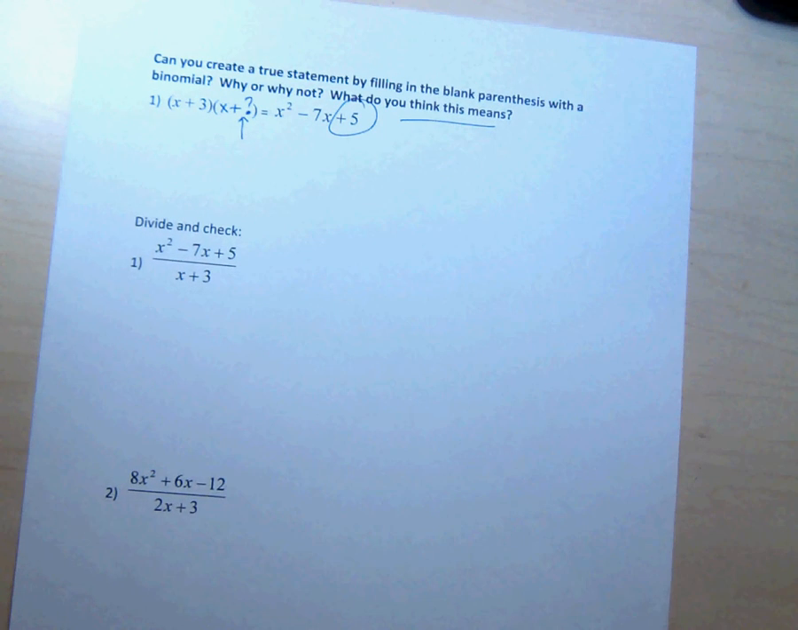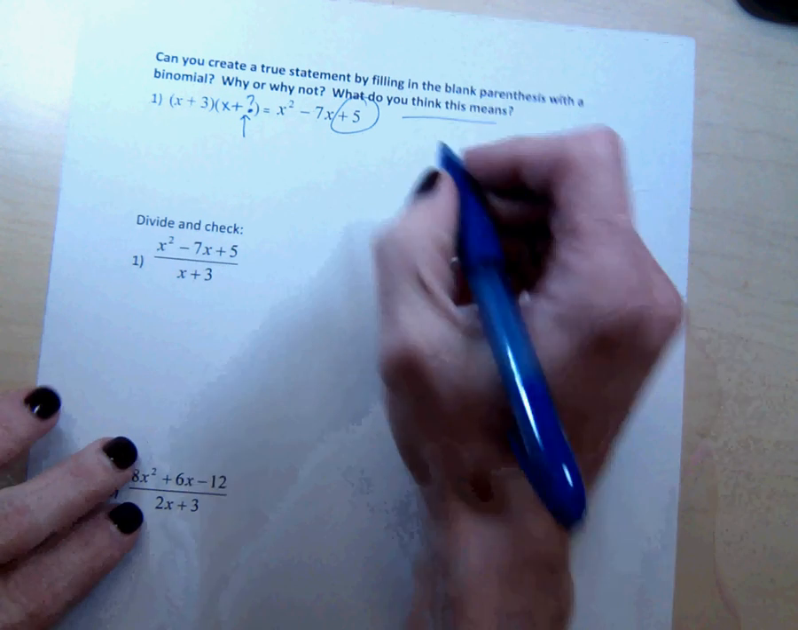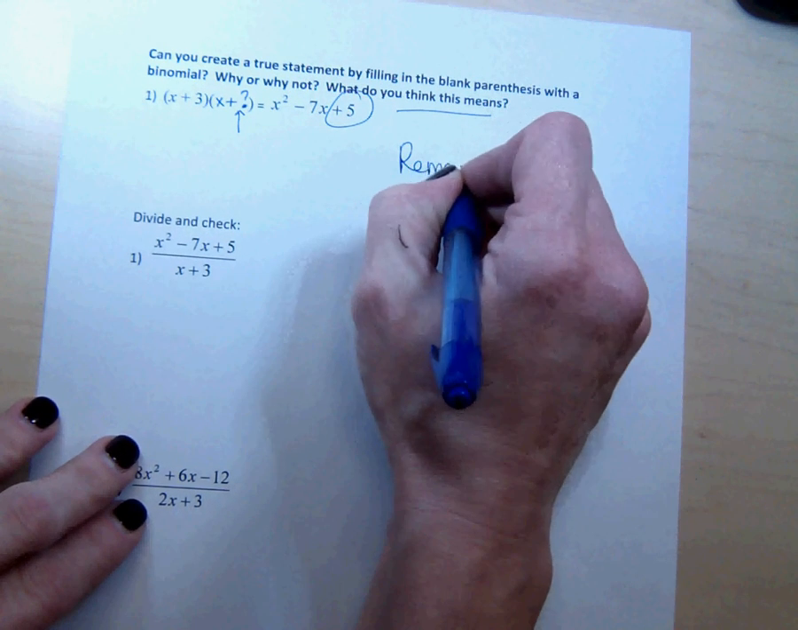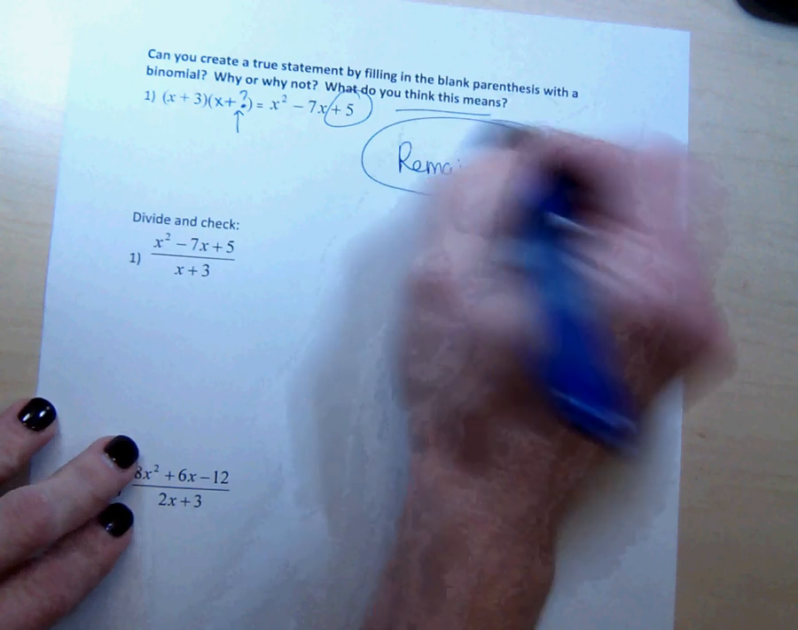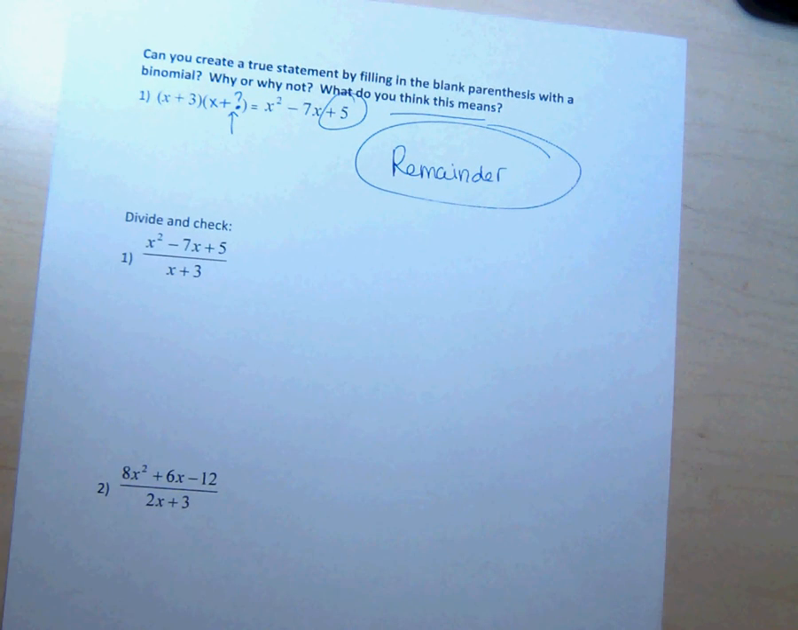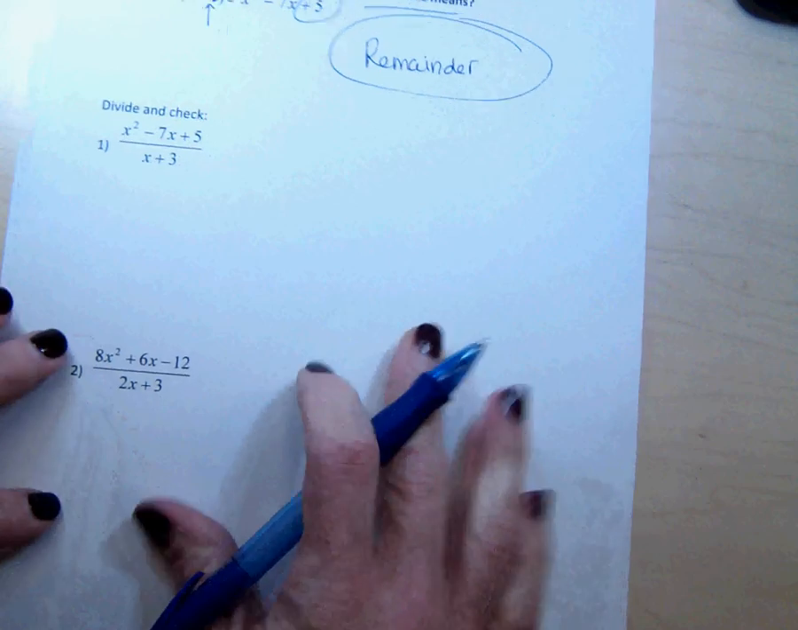What do we think this means? What that means is that it doesn't divide in evenly. What that means is that I'm going to have some kind of remainder. Okay, so let's look at number 1. Let's do the same problem.